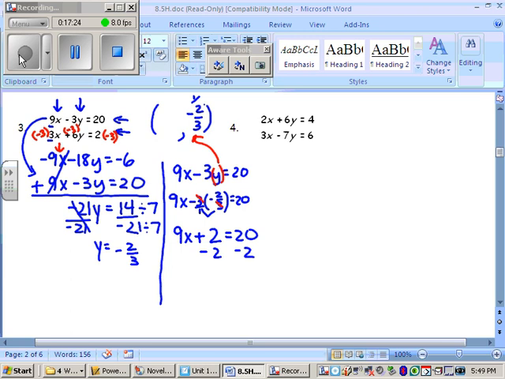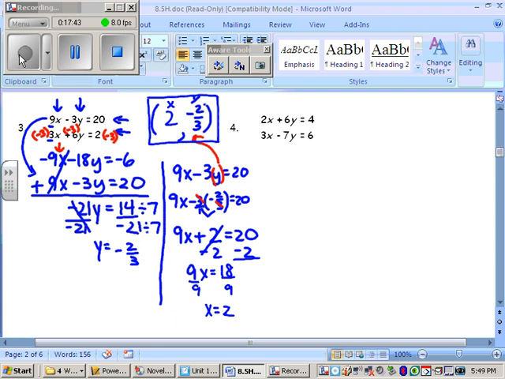You can then subtract 2 from both sides of the equal sign. So we have 9x equals 18. Divide by 9, and x equals 2. So our solution to our system should be 2 and negative 2/3.